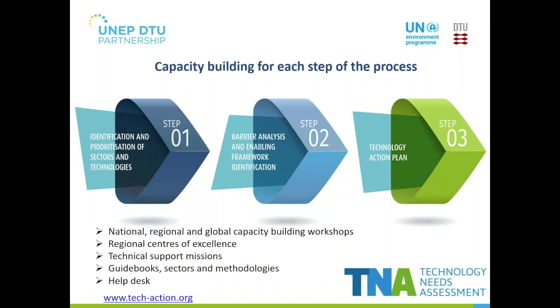The second step is on the barrier analysis and enabling frameworks, where countries take their priority technologies from the first step to the second step. And for these priority technologies, countries analyze what are the market conditions, what are the barriers, and what are required to actually facilitate enhanced diffusion and uptake of these technologies.